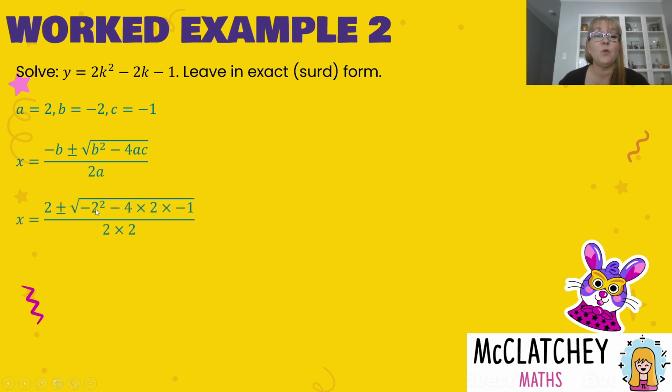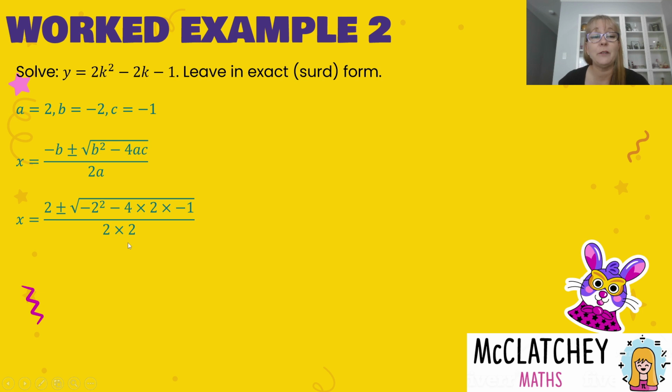Plus or minus the square root of, and then we've got this negative 2 all squared. Remember, negative 2 squared means negative 2 times negative 2, which will make a positive number. So knowing these things is useful. Then we've got negative 4 times 2 times negative 1. Lots of negatives going on here. And 2a, 2 times 2 on the denominator.